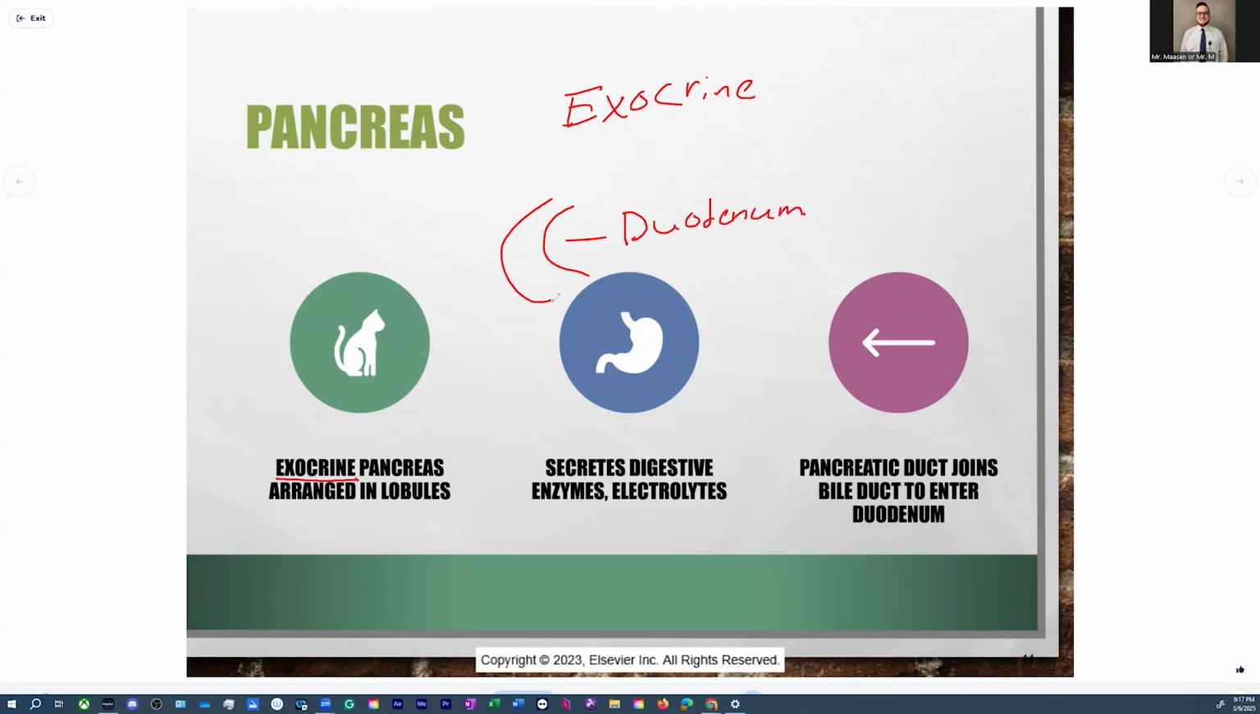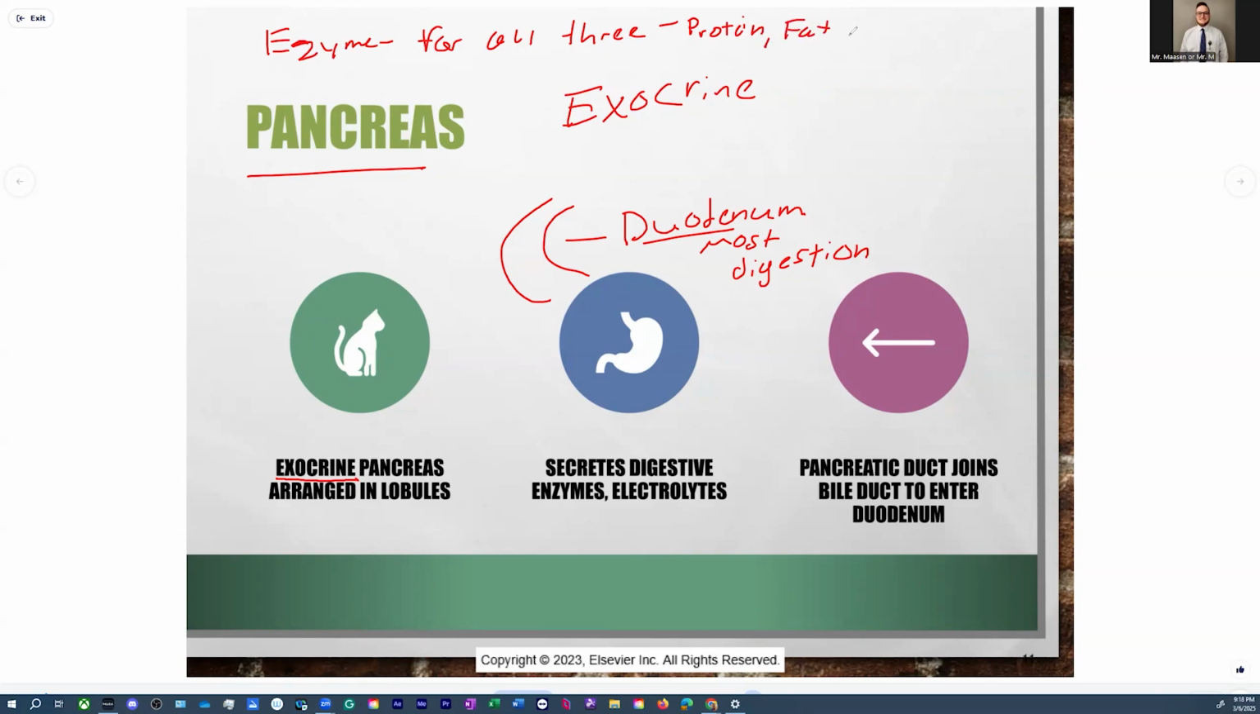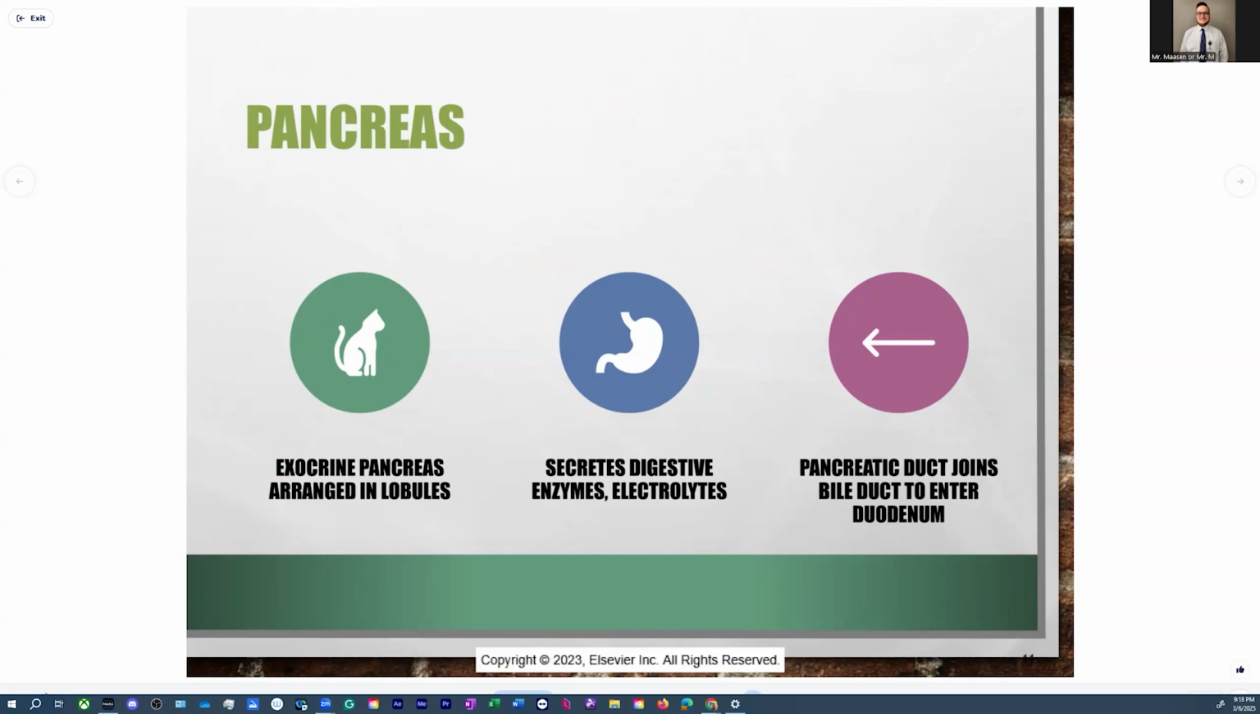And then most digestive processes take place here. Most digestion takes place here because of the combination of bile, and the pancreas is the unique one that makes a specific enzyme for all three components of food: for protein, breaking down lipids, and carbs. It has enzymes for all three. So again, you can see where knowing the A&P is very, very helpful here.